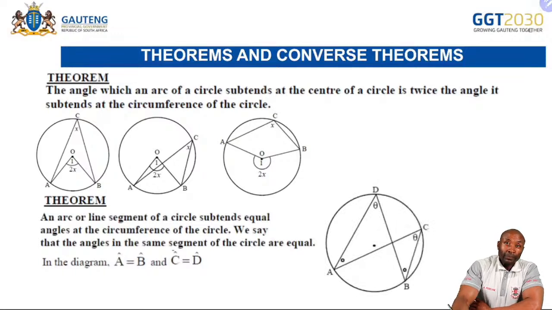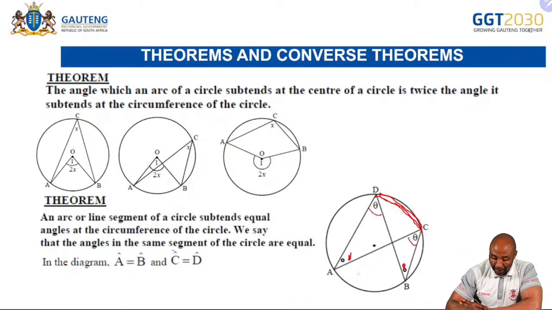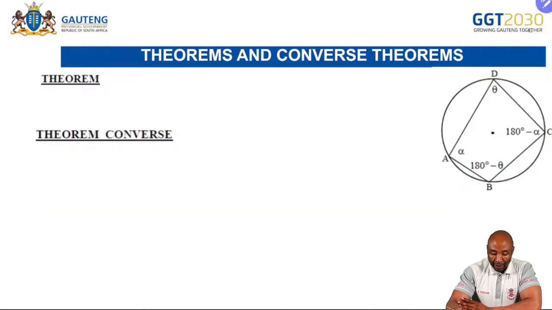The next theorem: these are angles that are subtended by the same arc or chord on the same side, or angles in the same segment. You will realize that our angle A will be equal to the angle B because they are subtended by the same arc CD, or if it's a chord, it will be chord CD there. And if you check, angle D will be equal to angle C because they are subtended by the same arc or chord AB on the other side, if we are looking at the arc there. Now, we'll move on to the next theorem.